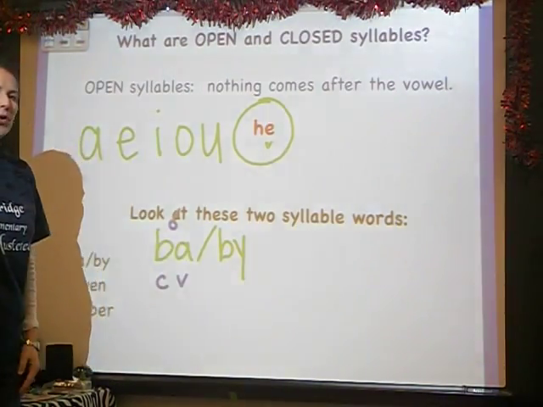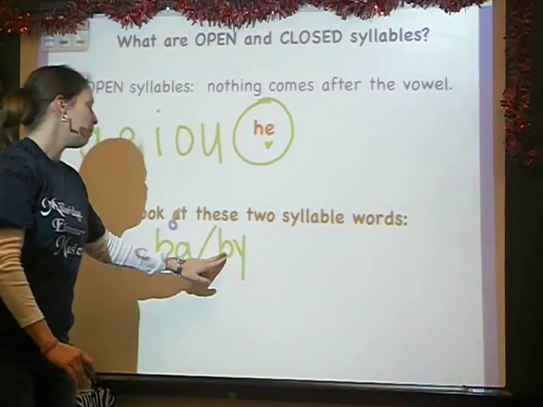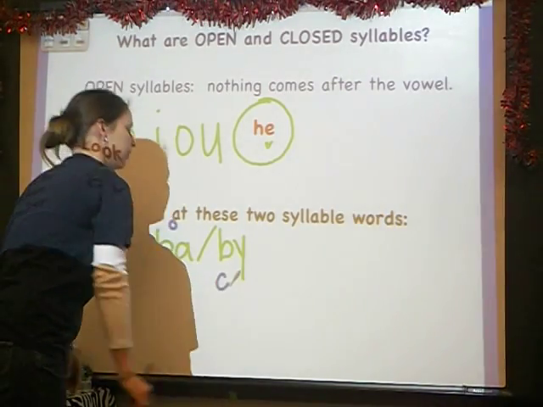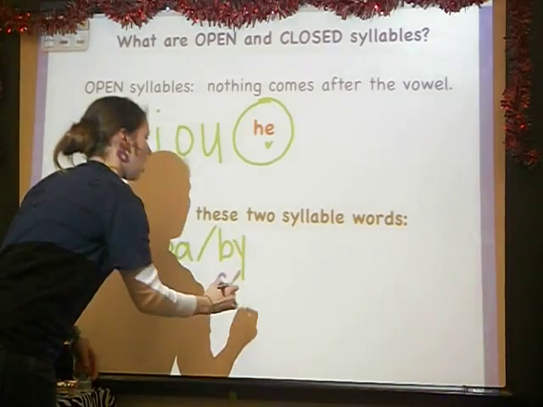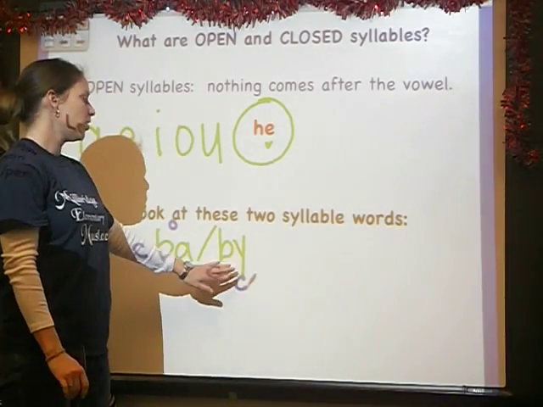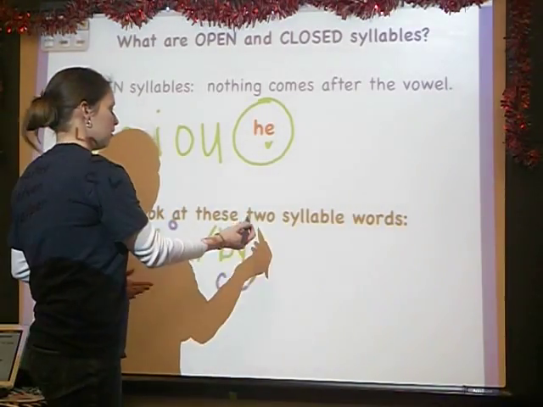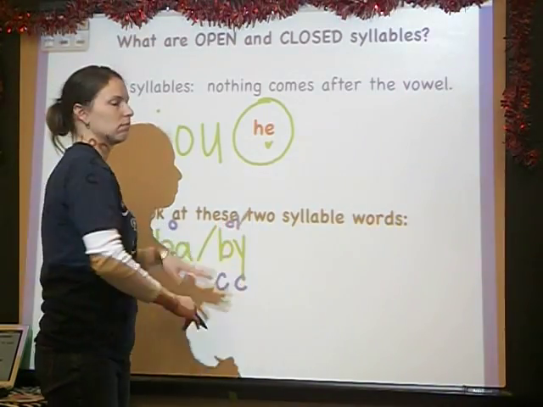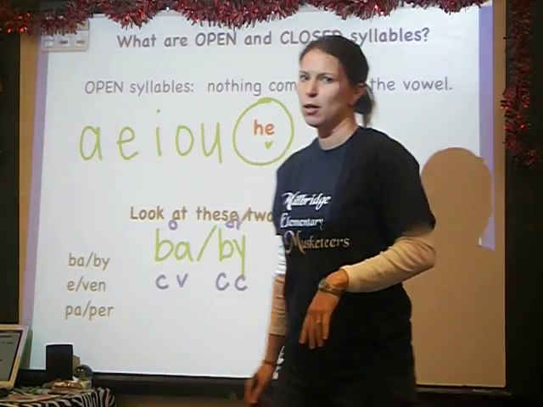Let's look at the second portion, B. B is a consonant. Y is also a consonant. So this means this is just a regular closed syllable.